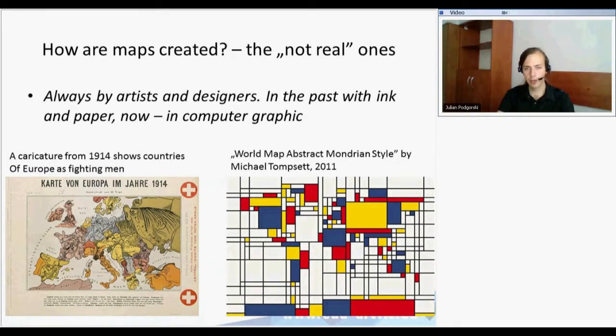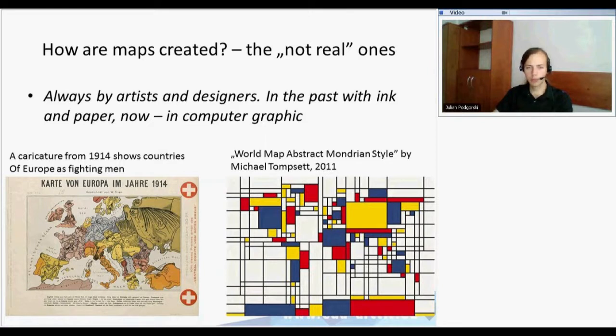And here on the right, you can see it's actually more of a work of art. It's not a kind of political caricature or plan of whatever. It's more of a work of art that's converting the shapes of the Earth into abstract rectangles and squares. And again, it's a work of art by Michael Thompson.